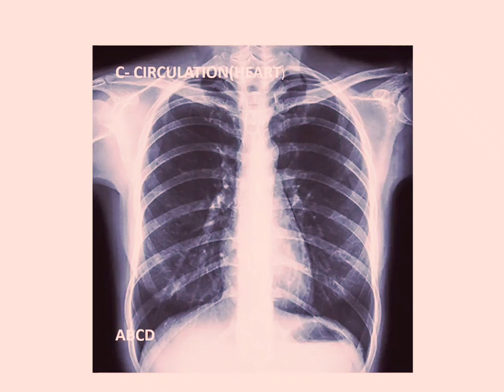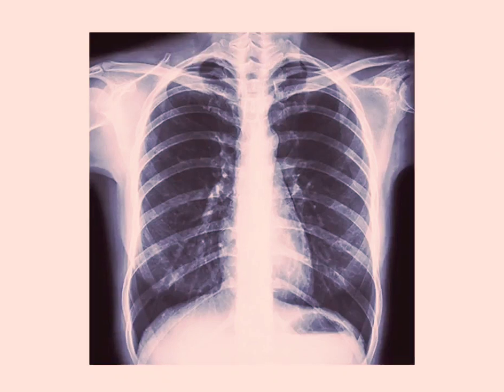C for circulation. And the last part is D. D for deformity. Any deformity or disability. So you can see a fracture or dislocation of the bone, or a disability related to the soft tissue, pleural effusion, cardiomegaly, etc. So this is all about the radiological anatomy of the chest or thorax.